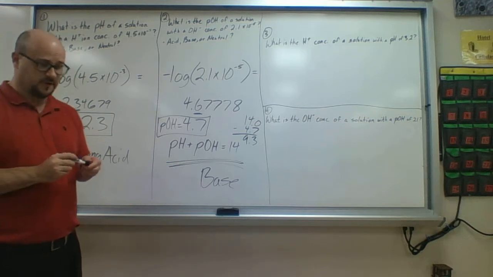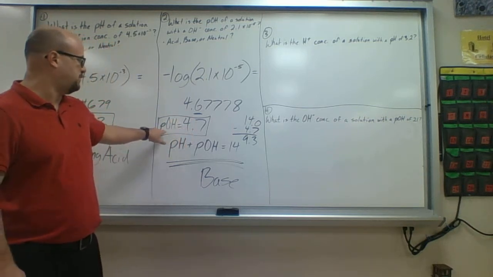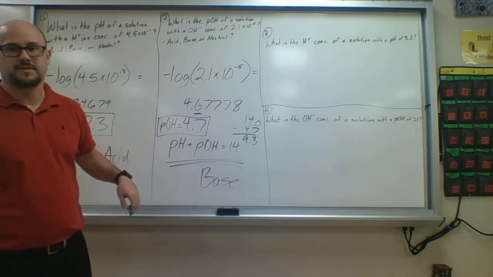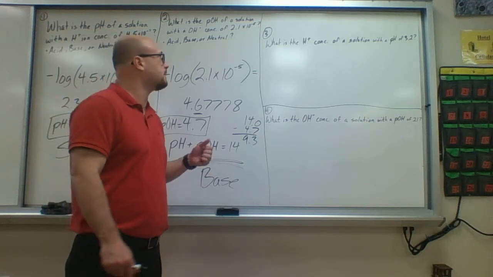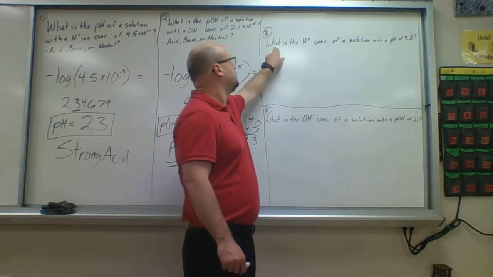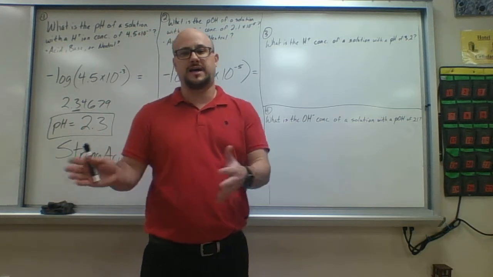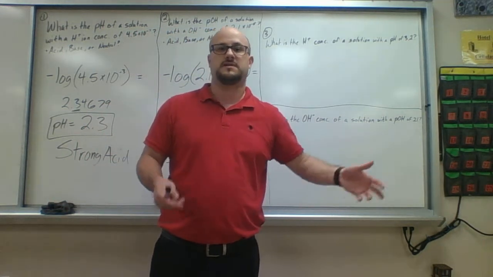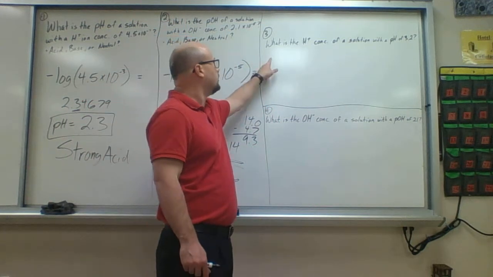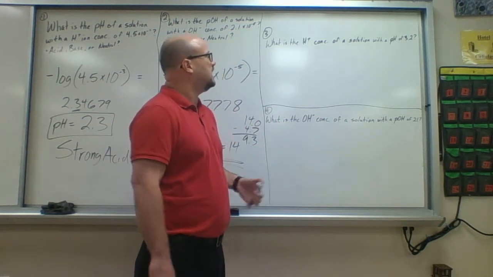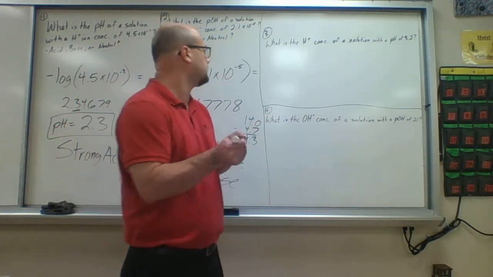So don't get confused on those and accidentally say, oh, it's a 4.7 for the pOH and think it's an acid. You have to go back to pH. That's what our scale is measured on. Next up, you're looking for the hydrogen concentration. Now again, hydrogen and hydronium, same thing. Same formula, same way to solve for it. What is the hydrogen concentration of a solution with a pH of 3.2?